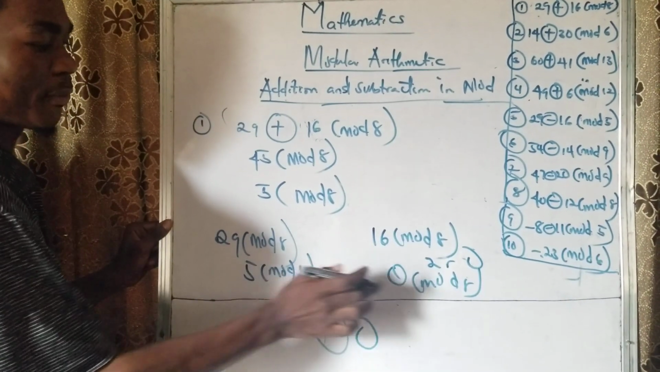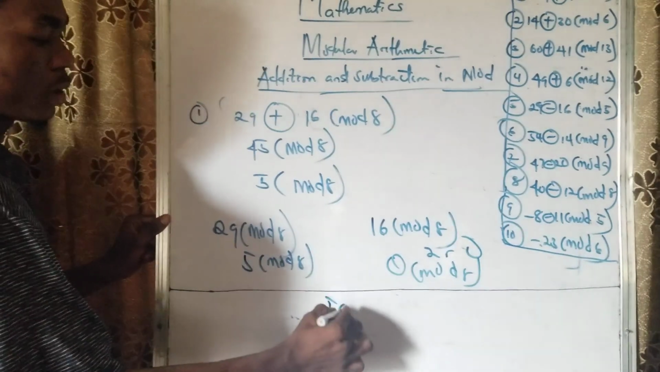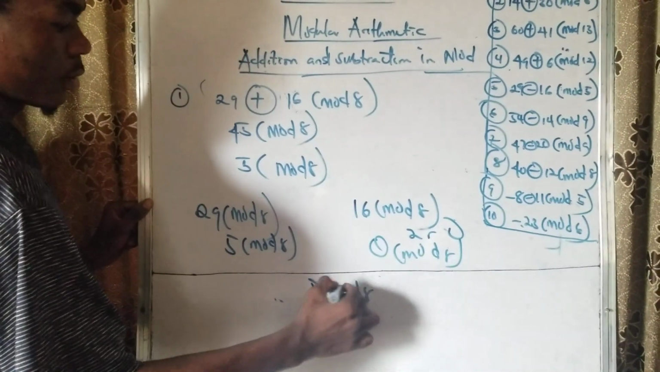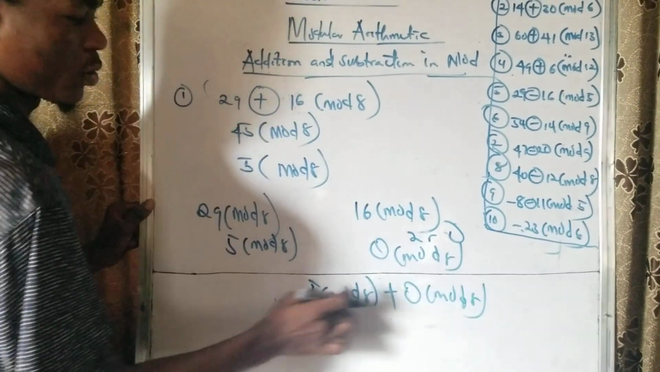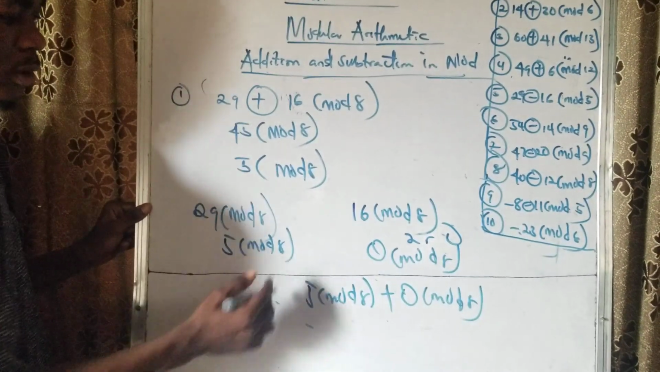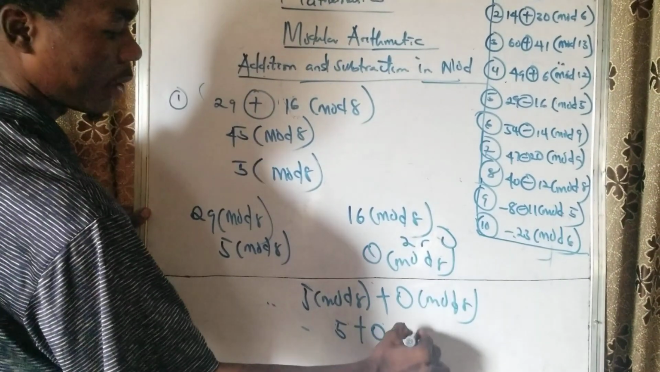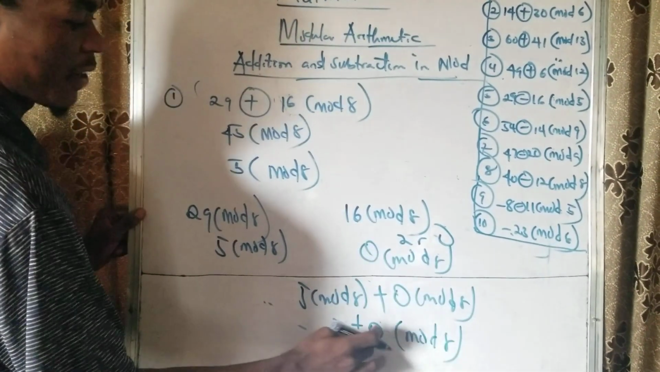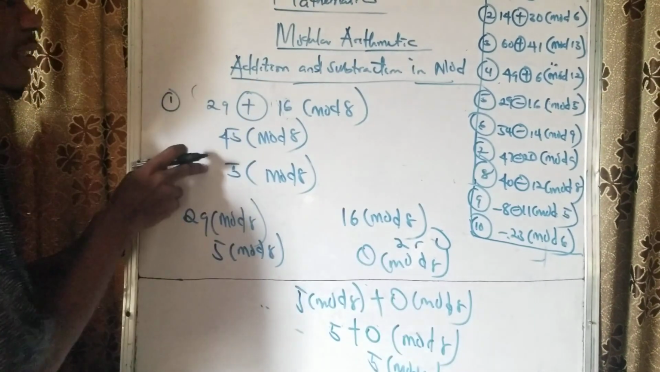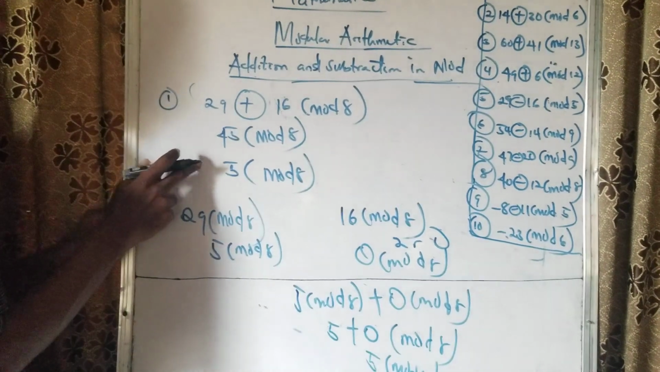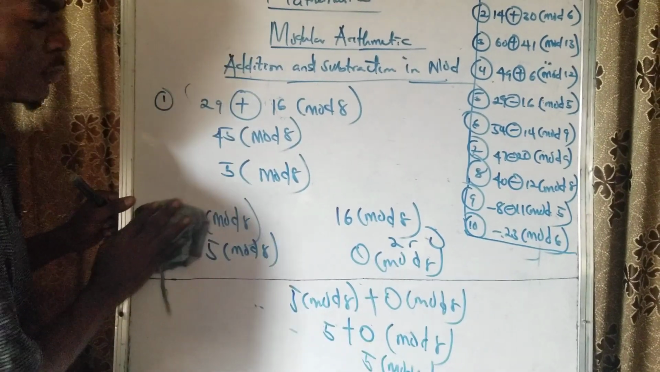Since we have both of them, what does that mean? It means I can say 5 mod 8 plus 0 mod 8. And what's common in both of them? Mod 8 is common. So I can also say 5 plus 0, all in mod 8. And what's 5 plus 0? That is 5 mod 8, which is just the same answer we got here. Do we get that? So that's that concerning that.